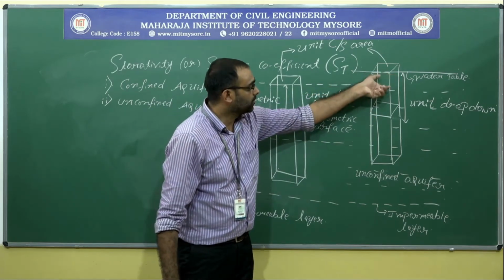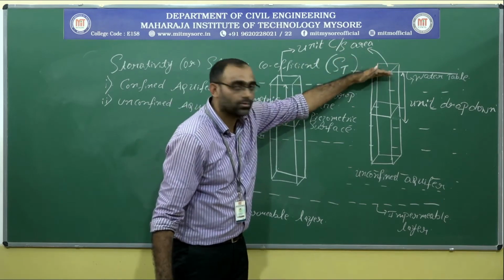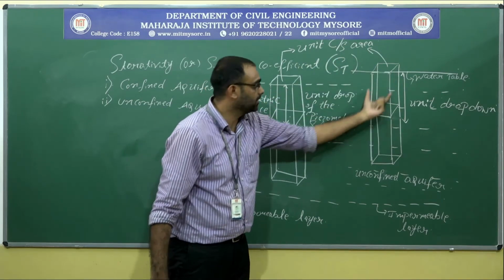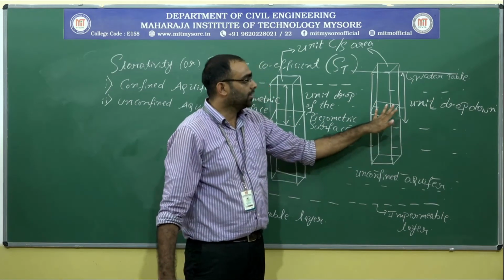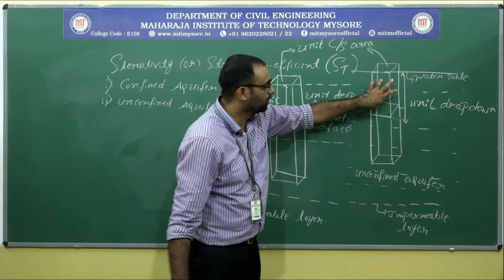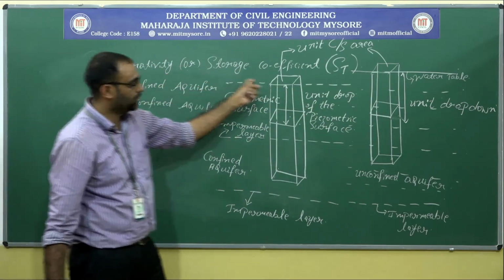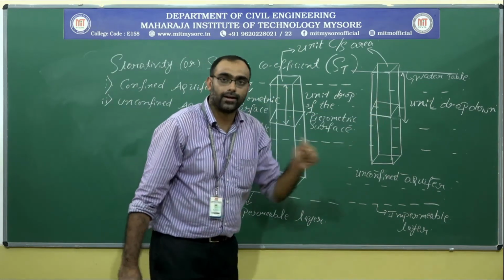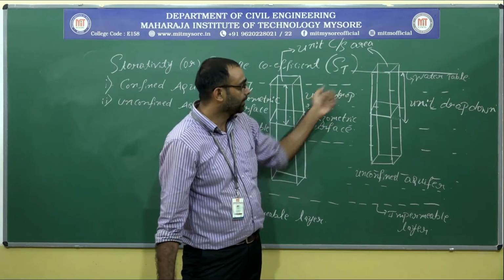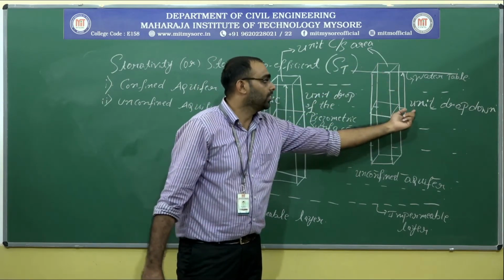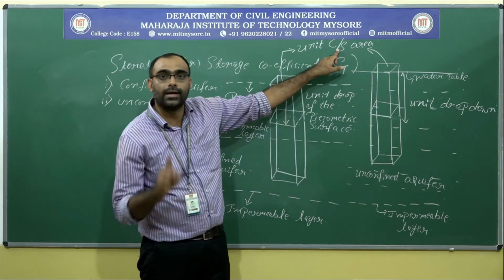What happens if you just keep on extracting? The water starts to get lowered in this piezometric structure. We are just measuring it for a unit drop down. So if I say storativity or storage coefficient for an unconfined aquifer, it is defined as the volume of the water which is extracted per unit drop down of the water table per unit cross-sectional area.